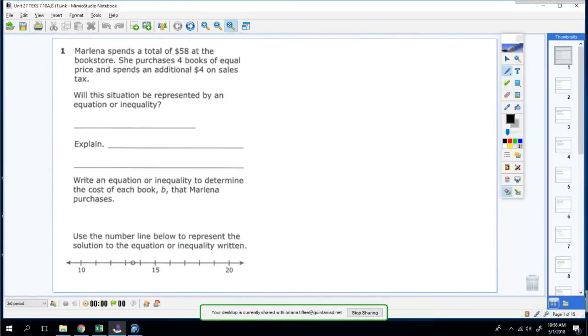Okay, so today we're going to be doing equations and inequalities. It says Marlene spends a total of $58 at the bookstore. She purchases 4 books of equal price and spends an additional $4 on sales tax. Would the situation be represented by an equation or inequality? It would be represented by an equation because it says total.